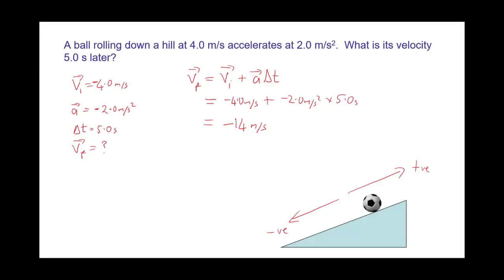So the question said, what was the ball's velocity after 5 seconds? So our answer is going to be something like, after 5 seconds, the ball is rolling down the hill at 14 meters per second. Notice no signs, not -14. The negative means something. The idea is to put into words what that negative means. In this context, the negative means down the hill.